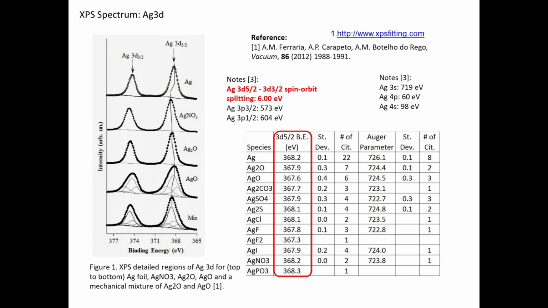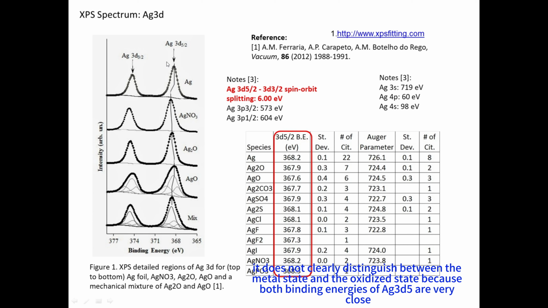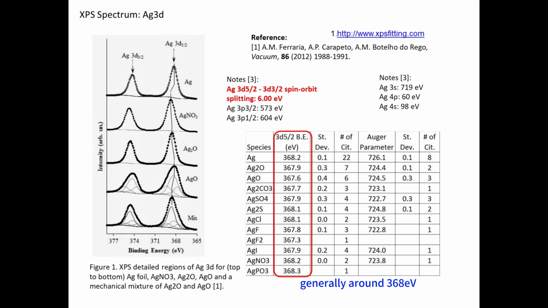Hello, dear friend. Today we'll talk about how to analyze the silver 3d XPS spectrum. The silver 3d, with Ag 3d5 and 3d3 spin-orbit splitting around 6 electronvolts. It doesn't clearly distinguish between the metal state and the oxidized state because the binding energies of silver 3d5 are very close, generally around 368, as you can see.